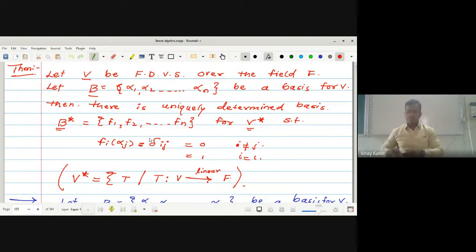In the last lecture, we saw one theorem. What is this statement? Let V be a finite dimensional vector space over the field F, and B is a basis for V. Then there exists a uniquely determined basis B star, which is equal to f1, f2 up to fn, for V star. What is V star? The collection of all the linear functionals on V, such that fi of alpha j is equal to delta ij. That is equal to 0 when i is not equal to j, and equal to 1 when i is equal to j.